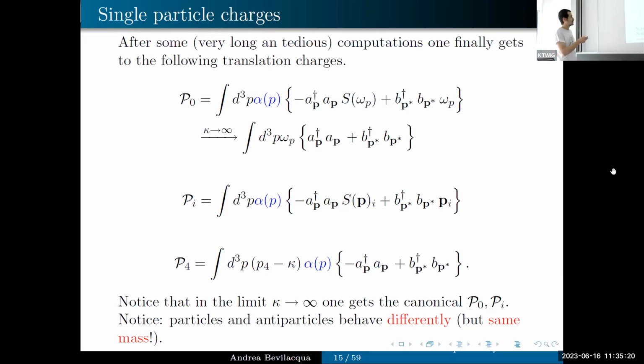In the limit kappa to infinity, as I was saying, this alpha goes to 1, and the antipode just goes to canonical minus, so minus omega is just omega, and you get the canonical charges that you get usually in quantum field theory. So in the canonical limit, you get the canonical charges. And notice here that this is the first hint that particles and antiparticles behave differently, but they have the same mass.